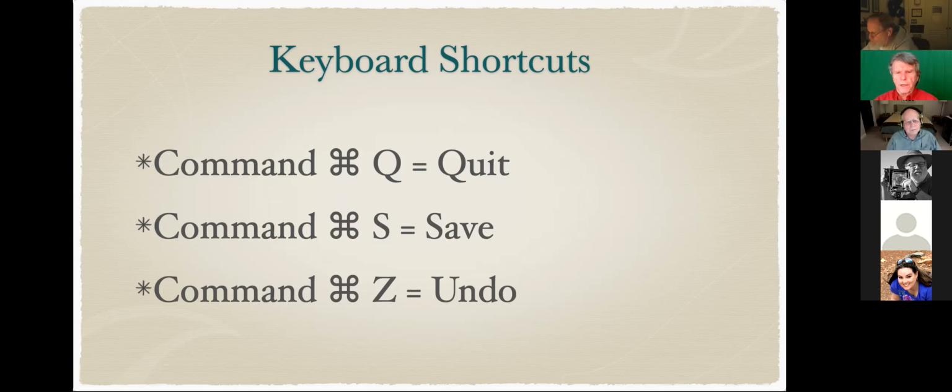Command S for save, another logical keyboard shortcut. So when you are typing on something, you should save frequently and often. So all you have to do is hit Command S. And if you're typing along and you make a mistake, you can hit Command Z for undo, and that will just back you out of where you are. So you can hit it multiple times in most programs to back further from where you are to where you were and get rid of a mistake.